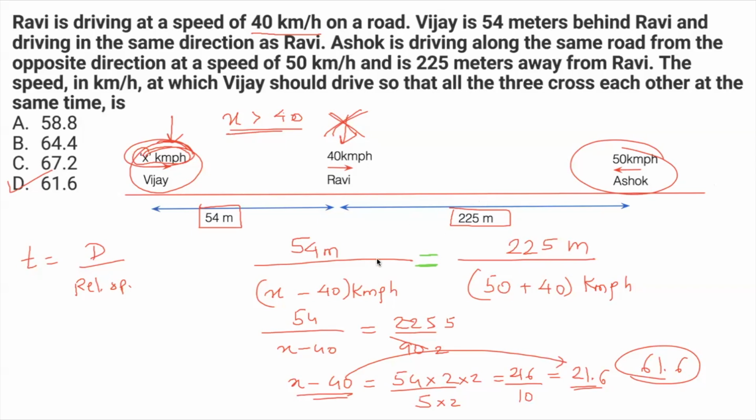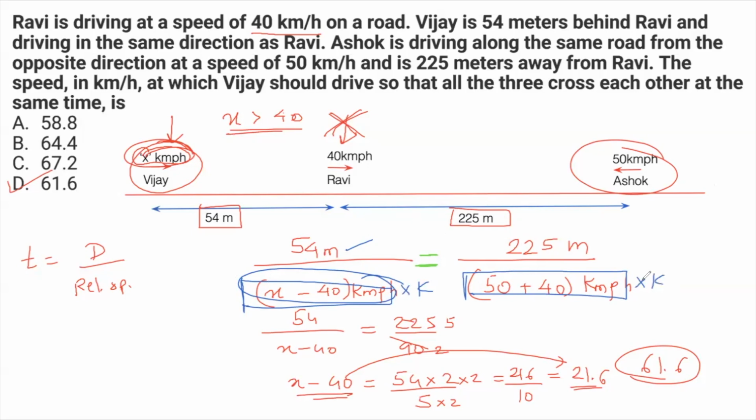Now you may wonder why I did not convert the speed into meter per second, although the distance had been given in meters. The whole idea is the conversion factor will get cancelled out from both sides. I mean, I'll have to convert this speed into meters per second, this speed also into meters per second. I will need to multiply by some constant on both sides, right? Which will eventually get cancelled out, so it makes no difference. Hence, you can directly take the speeds in kilometers per hour. The answer you will opt in will also be in kilometers per hour. That's the answer to your question, 61.6, option D.